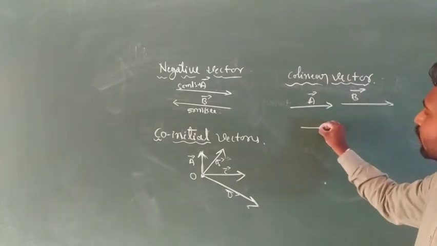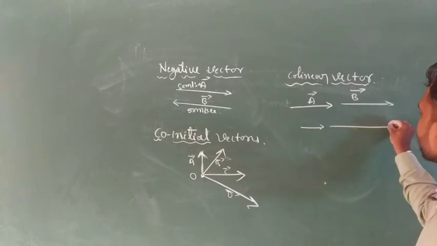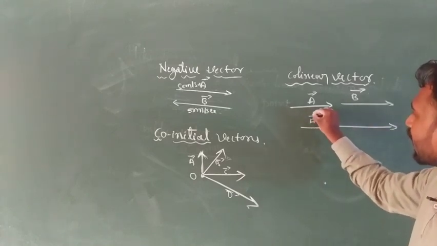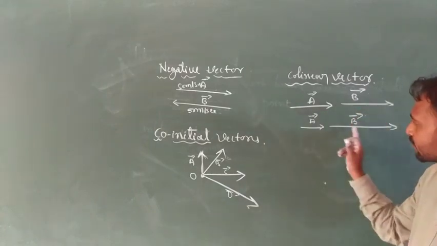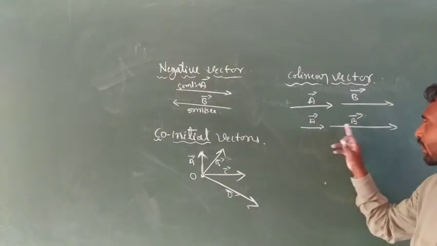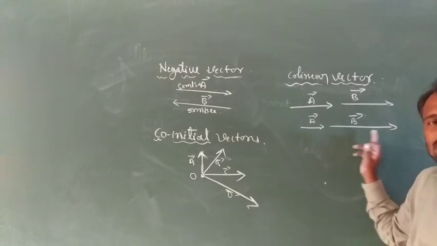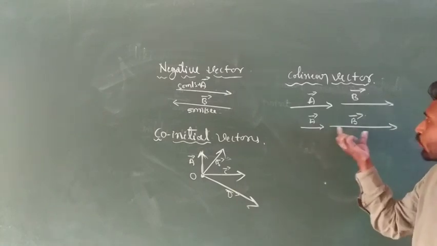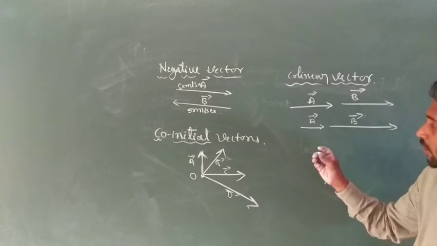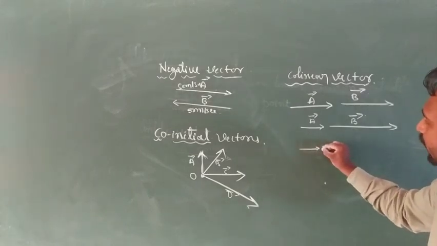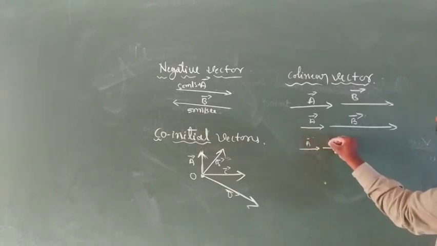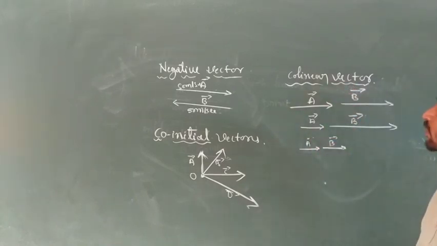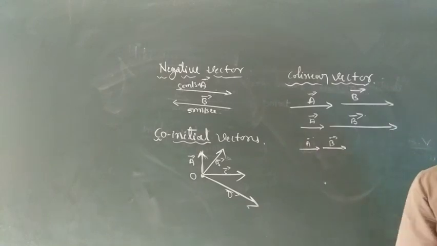For example, another two vectors, here we consider two vectors, this one is vector A and this one is vector B. Here two vectors are acting along a straight line, meaning a single direction, but the magnitude of these vectors changes. Suppose another one, both having the same direction and the same magnitude, so this one we also consider a collinear vector.